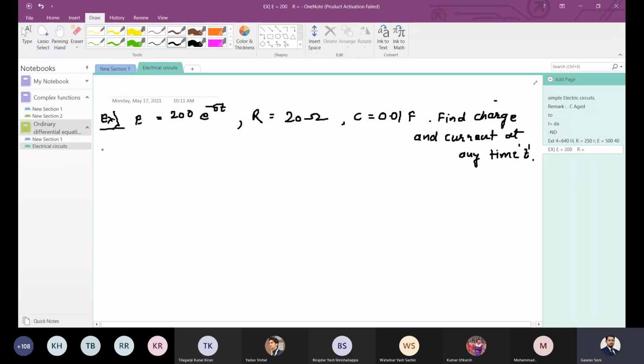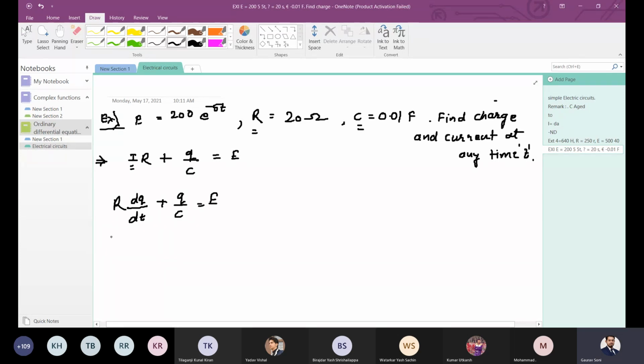For the differential equation, which circuit is it? RC circuit. You can see R is there, there is C. So the voltage drop across the resistor, I into R, plus the voltage drop across the capacitor, Q by C, is equal to the applied electromotive force. To make this differential equation, we note that the current is the rate of change of charge with respect to time, so dq by dt into R plus Q by C is equal to E.